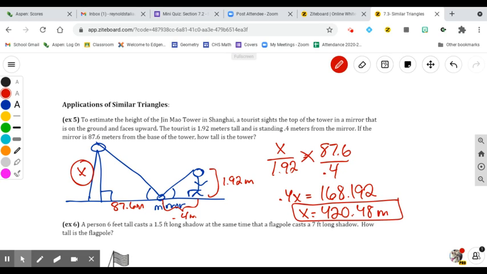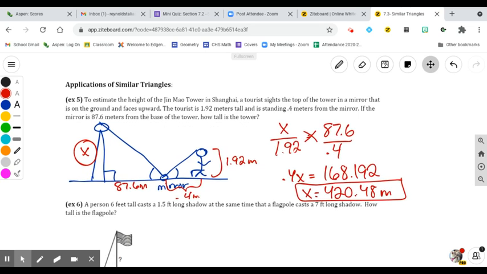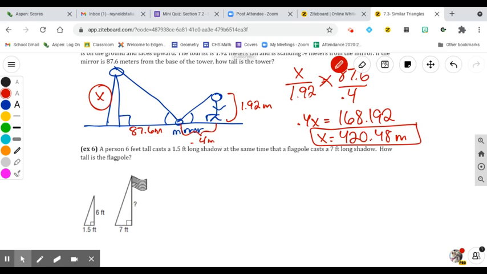So basically all the application problems with similarity, it's just a scenario that either with a mirror or with shadows, 2 triangles are formed and the triangles are similar. So you just write proportions. They're pretty easy. So this next one says, a person 6 feet tall casts a 1.5 foot long shadow. So this is supposed to represent the person. There's their shadow. At the same time that a flagpole, which we don't know how tall the flagpole is, that's what we're going to try to find, casts a 7 foot long shadow. So picture the sun in the sky hitting these at the same angle. So that's why the triangles are similar, because it's at the same time of day.